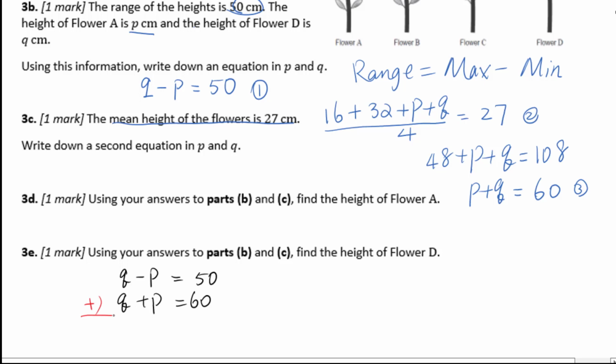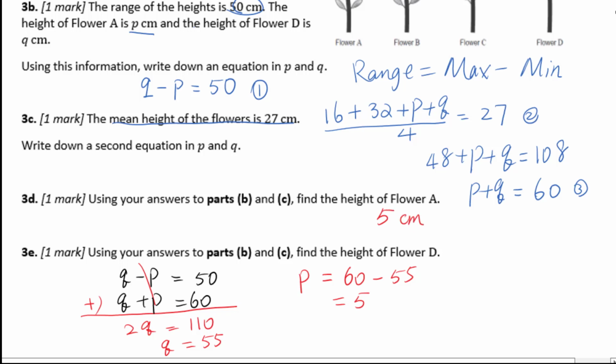We add these two equations together. P cancels. 2Q equals 110. Divided by 2, Q equals 55. Then P equals 60 minus 55, that equals 5. So we figure out the height of flower A is 5 centimeters. The height of flower D is 55 centimeters.